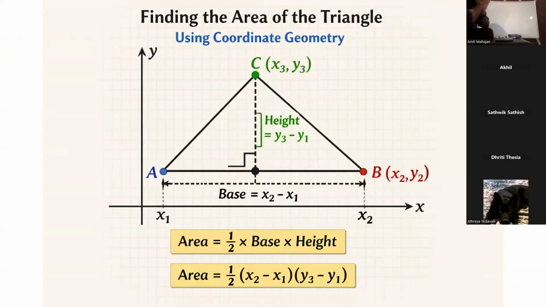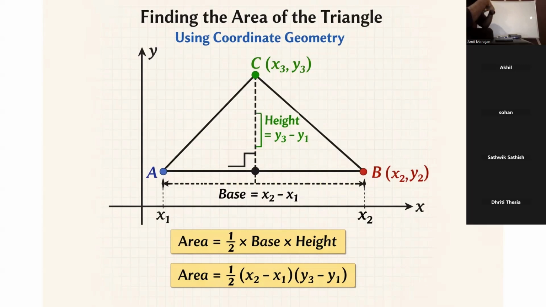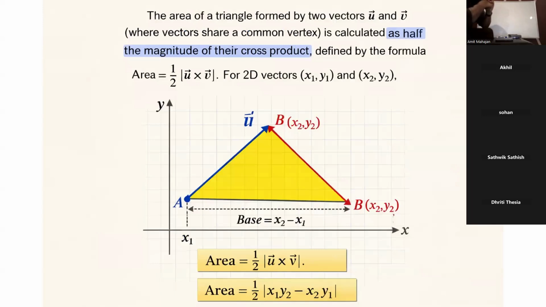Base multiplied by height, one half of that is the area of a triangle. In terms of coordinate geometry, you will say base is nothing but the delta of x-axis, the difference of x-axis, right? So x2 minus x1, the delta of x-axis, is your base, and the height is the difference of y-axis, or the delta of y-axis. This is a basic formula which we normally learn in elementary or start of middle school when we start geometry.